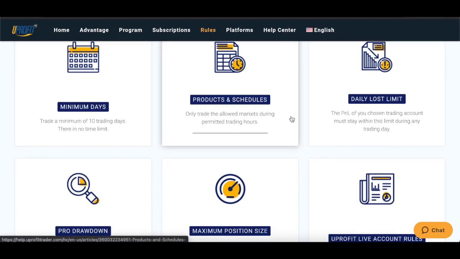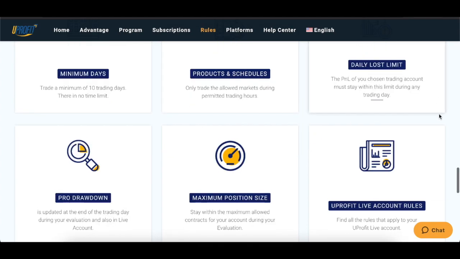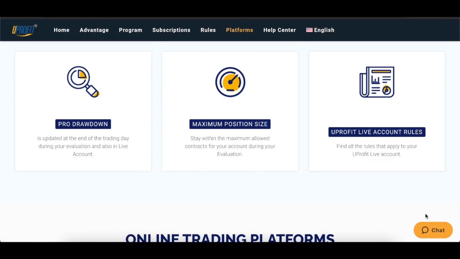Products and schedules is going to be the same as any of the trading programs, so we're not going to get into it. Daily loss limit, we saw the numbers up above. Live account rules we are going to look at in a second. I think this is important. I think most people don't look at these when they sign up, especially when you're new. You just see 100K account, 10 days, get funded, and you think that's it.